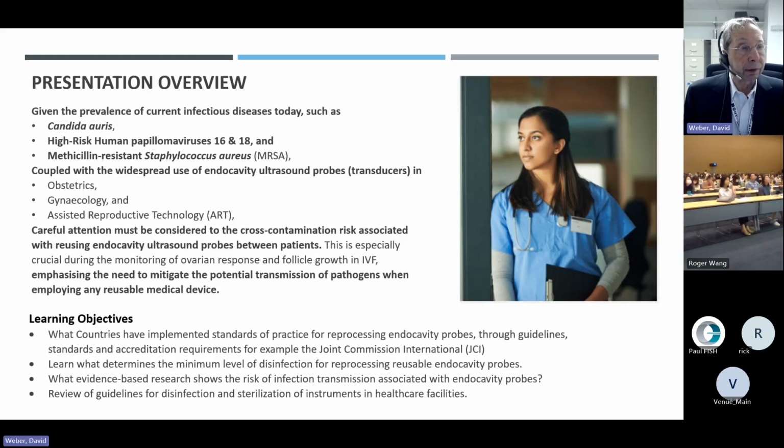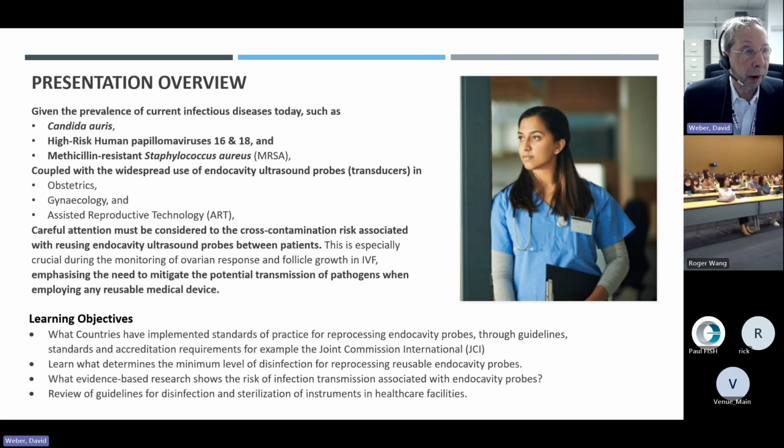Now, given the prevalence of current infections, we certainly need to be very concerned about ultrasound probes transmitting infection from patient to patient. Some of the major concerns would be Candida auris, a multi-drug resistant pathogen, which when it leads to infection has a high mortality, is highly transmissible, and is a growing problem worldwide.